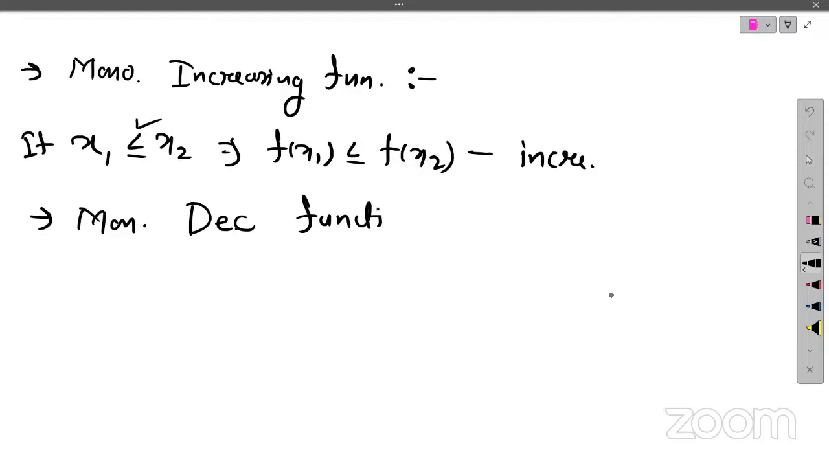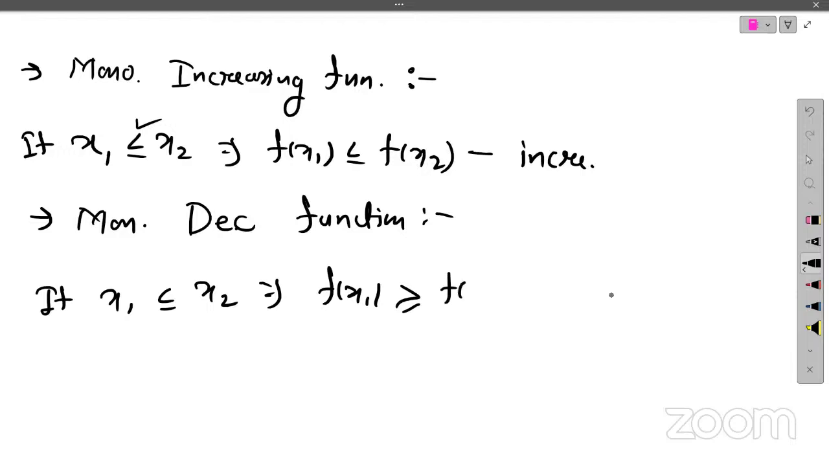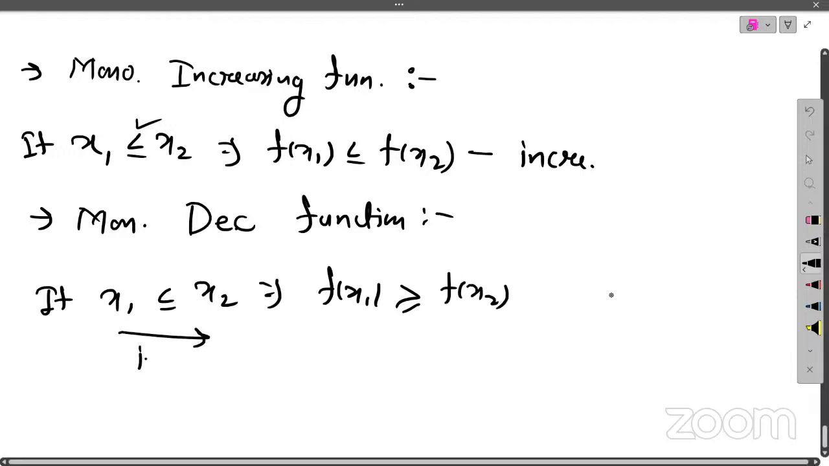So monotonically decreasing function means if you take 2 points with the same inequality, the value of the function will make the inequality go in the reverse direction. So if you take 2 points, x1 less than or equal to x2, then it implies f of x1 is greater than or equal to f of x2. That means you are increasing the value of x, but the function value is actually decreasing, right?